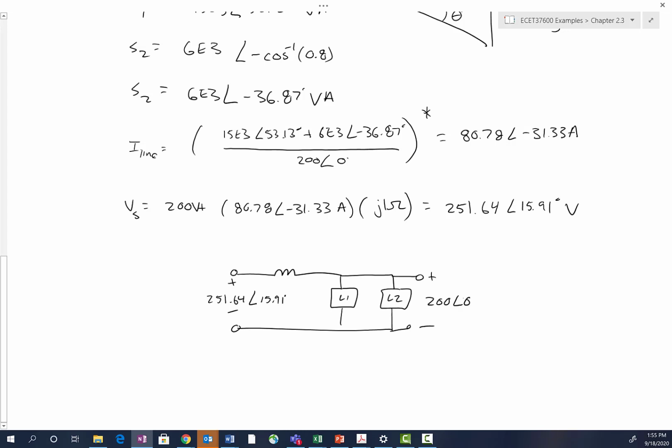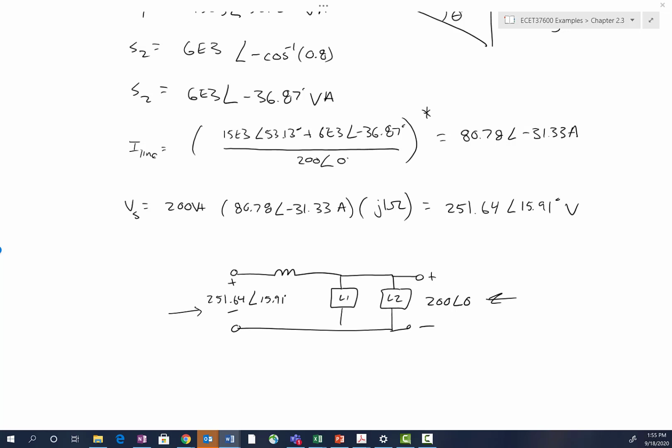200 angle 0 degrees. Now some people don't like to have the load as the reference in a circuit. They would rather have the source as the reference in a circuit. It really doesn't matter because it all kind of comes out in the end. The technique I showed here is really frequently used when the load is known and you're trying to solve for the supply. But just remember that phase shift is a relative term between waveforms. And so right here what I have said is that the source leads the load by 15.91 degrees. You could also say the load lags the source by 15.91 degrees.